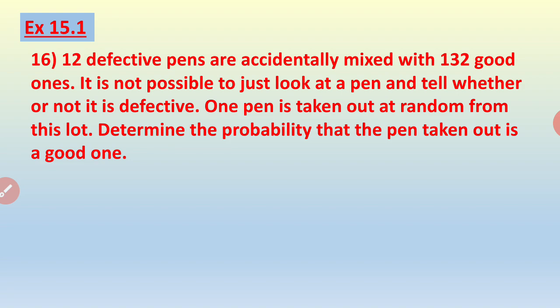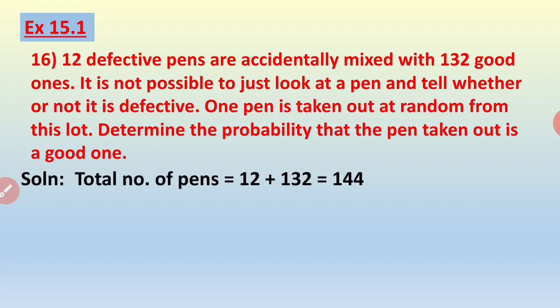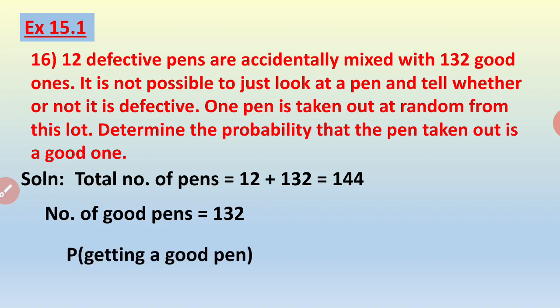To find out the probability of the pen taken out to be good, we have to get the total number of pens. So here the total number of pens is 12 plus 132, which is 144. Now the number of good pens is already given to be 132. So the probability will be 132 upon 144, which is the total. This can be reduced. So we'll reduce it and the final answer is 11 upon 12.